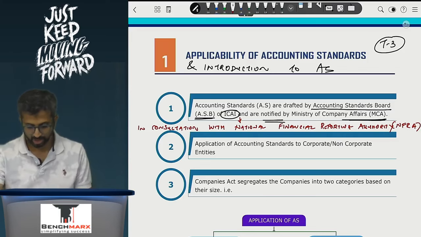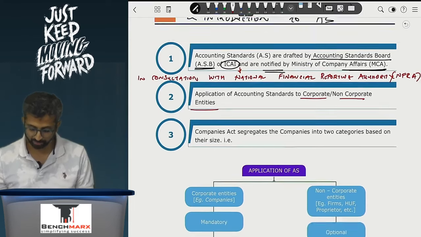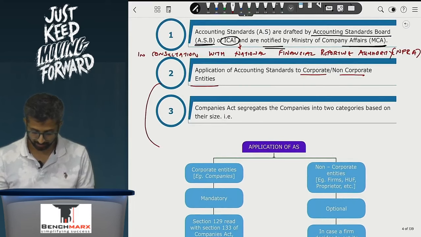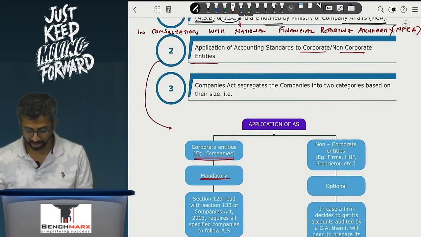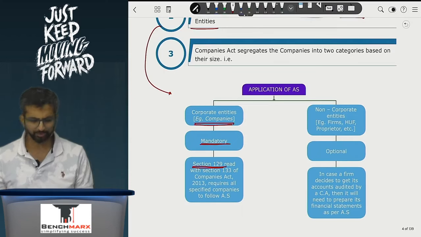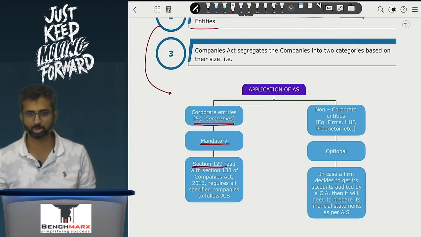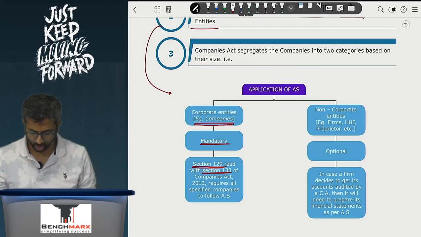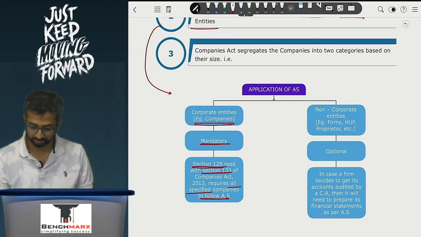Yes. Application of accounting standards to corporate and non-corporate entities. Achha, over here, we have just mentioned, to corporate entities like companies, it is mandatory. Section 129, from accounts perspective not important, but law perspective it is important. Section 129, read with section 133 of the Companies Act, requires all specified companies to follow accounting standards. So they don't say ke itna size utna size, they say all companies have to follow accounting standards.